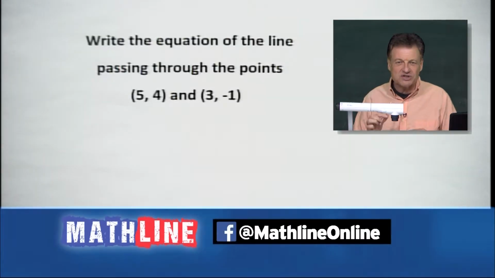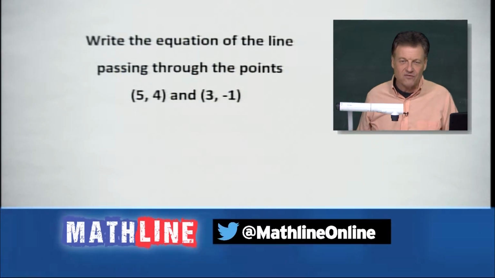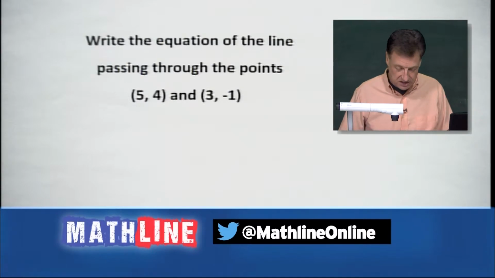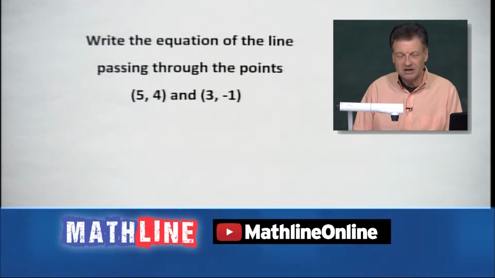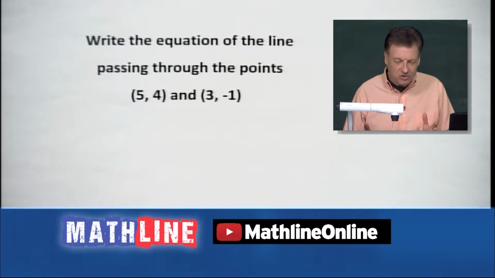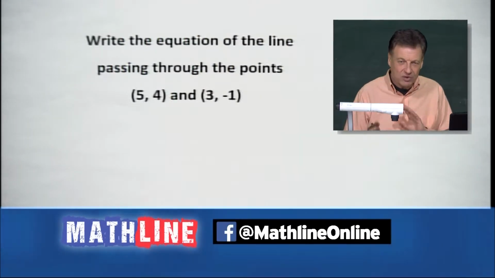Let's suppose we have this situation. It says write the equation of the line passing through the points (5, 4) and (3, -1). I tell you what would be fun is if I had a graph paper grid or something there, but let's say we don't, all right? But what's this still the same thing? We're trying to write y equals mx plus b, all right? We're trying to get the point slope business.